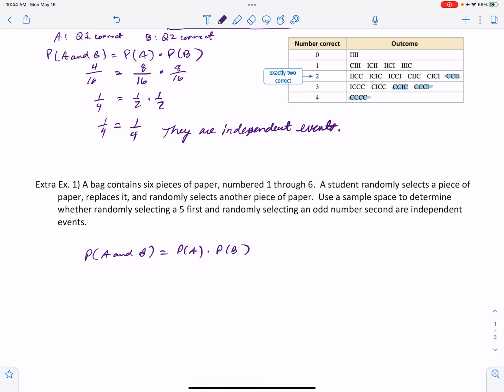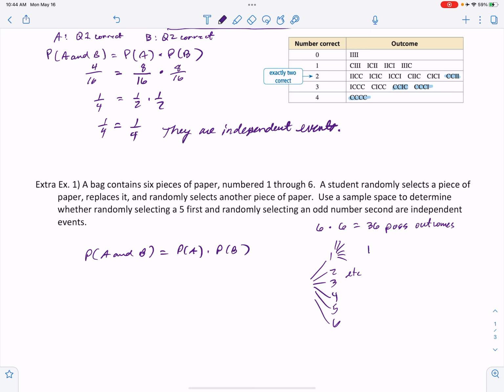And so I need to look at the sample space. This is a big sample space because there's 6 numbers on the first, 6 on the other, and there's a total of 36 possible outcomes. So if I think about a tree diagram, I've got 1, 2, 3, 4, 5, 6, and then out of each end, I have 6. So it keeps on going.